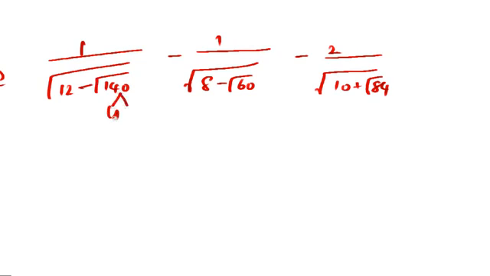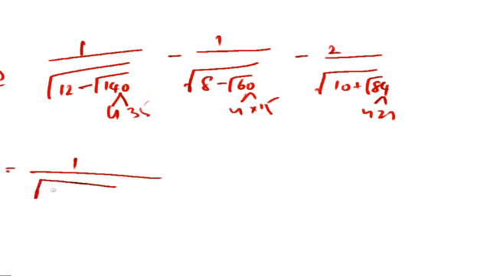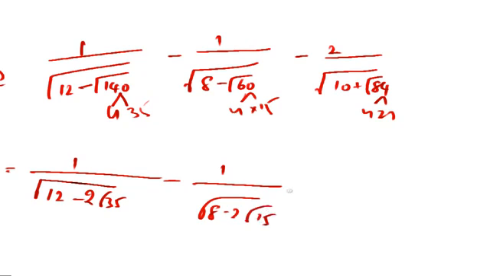So try to write this in terms of 4 into, this is nothing but 4 3s are 12, and 4 5s are 4 into 35, and this will be 4 into 15, and this will be 4 into 21. Try to get root outside, 2 outside, so the problem will become root 12 minus 2 root 35. Then this will become 8 minus 2 root 15, and this will become 2 divided by root 10 plus 2 root 21. This is how the problem will be.